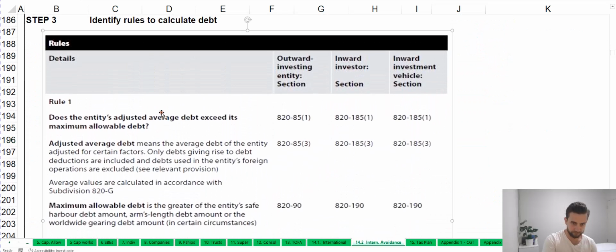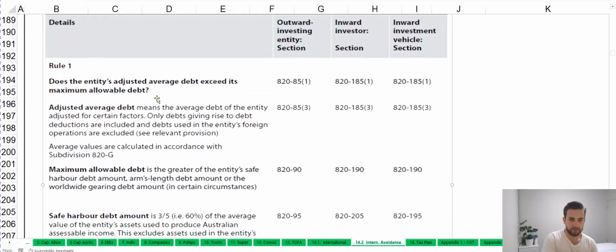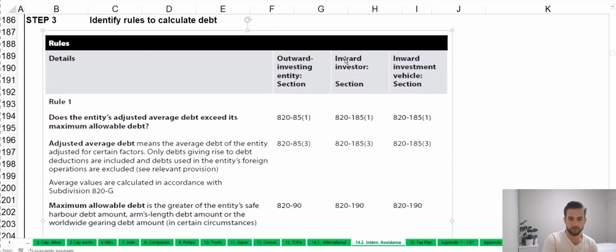So, does the entity's adjusted average debt exceed its maximum allowable debt? Okay, so maximum allowable debt is there's definitions down here, but that's basically the maximum debt that you can actually have in the company. There's your section reference. They all use the same one up here for all entities.